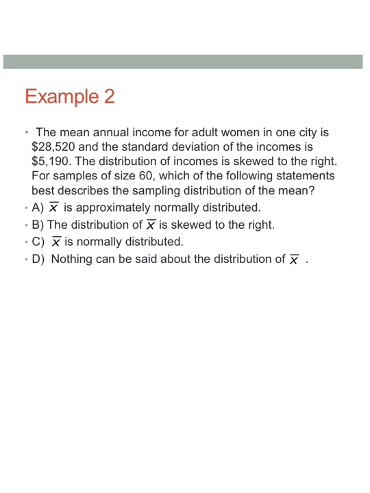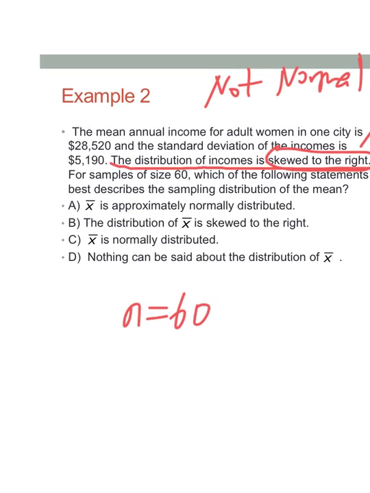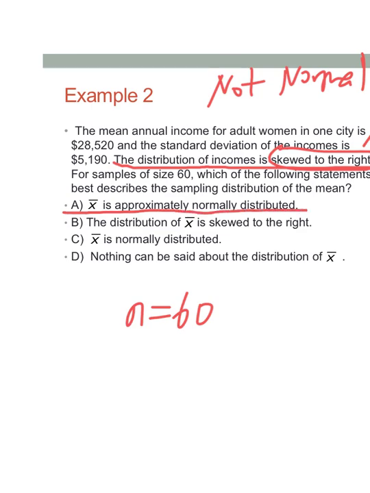For this example, we just follow the flow chart. The first information we need to know is the population distribution. Here we have a keyword: the distribution of the incomes is skewed to the right. If it's skewed to the right, that means it's not normal. If it's normal, it should be symmetric. Since it's not normal, we need to look at the sample size. For this question, the sample size equals 60, so X bar is approximate to a normal distribution. So we will choose A, X bar approximate to normal.